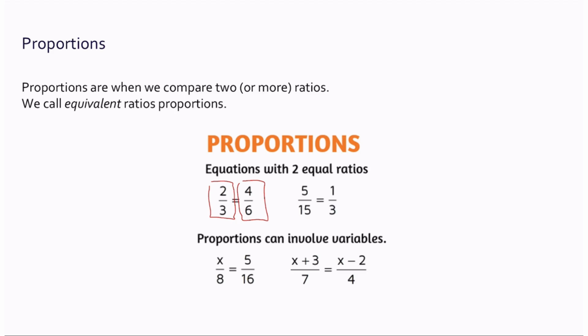5 over 15 is equal to 1 over 3. These two ratios have the same relationship within each other. Proportions can also include variables, where we want to find out what is x. If 5 over 16 equals x over 8, what is x? And that's what we're going to work on.